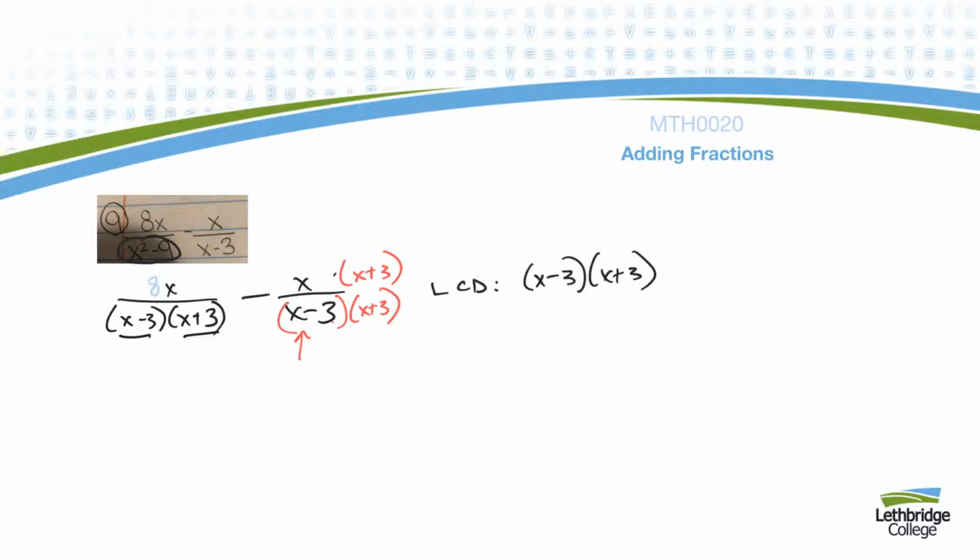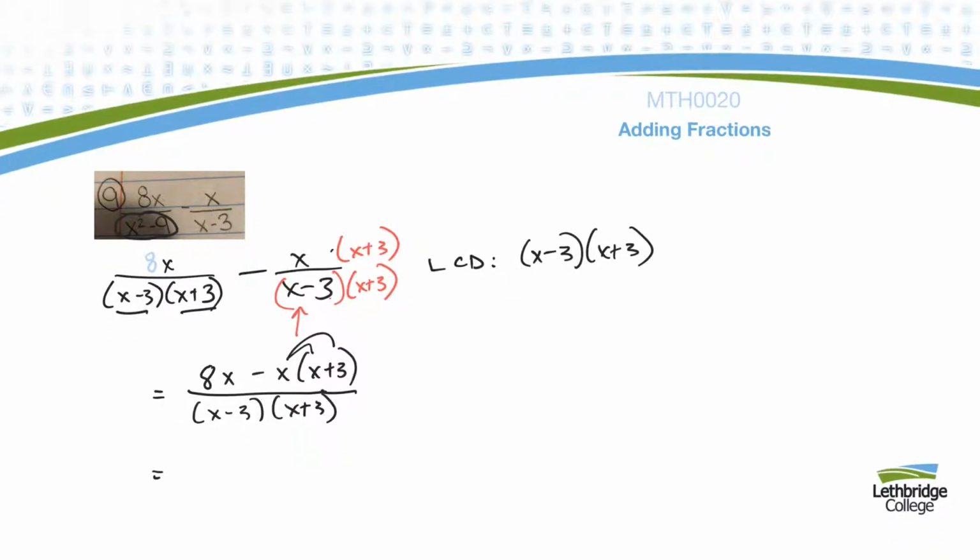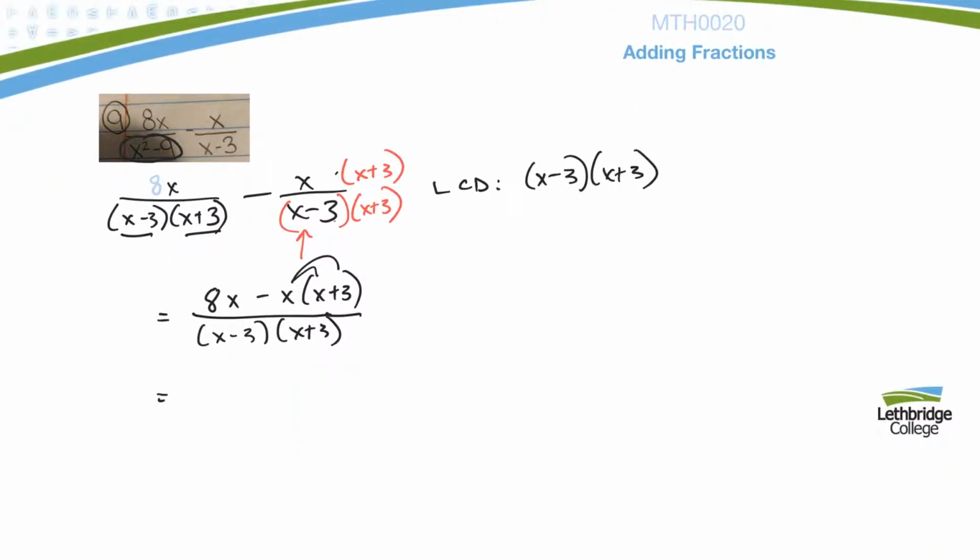Because now I have a common denominator, I can write one denominator, x minus 3, x plus 3. And then on the top, I've got 8x minus x times x plus 3. Now at this point, to simplify, I'm just going to use the distributive property to multiply that through. Okay, so I would have 8x minus x squared minus 3x all over x minus 3, x plus 3.